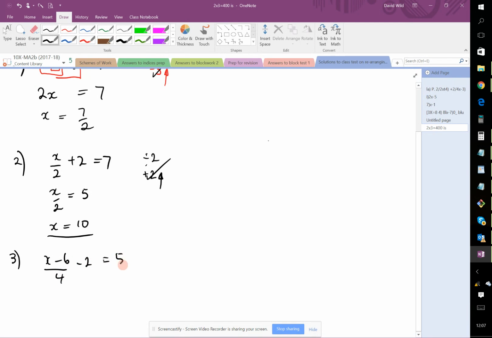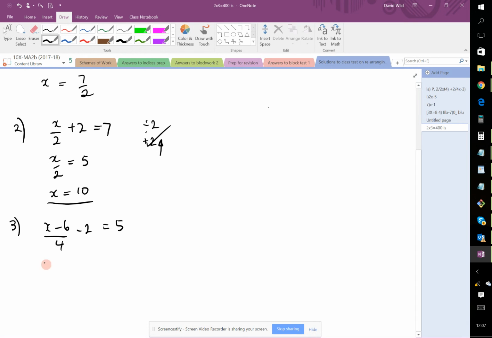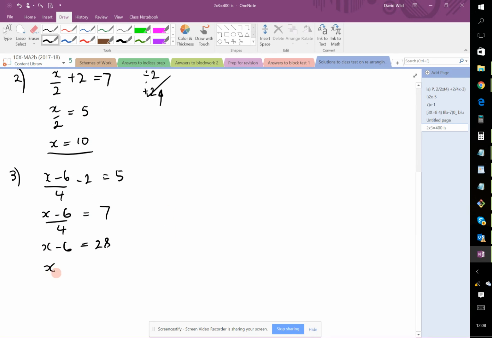And we're going to keep using that method where there is a single instance of an x. Okay, so this one is x minus 6 all over 4 minus 2 equals 5. First thing, add 2 to both sides. And now we'll multiply both sides by 4. And then add 6 to both sides.